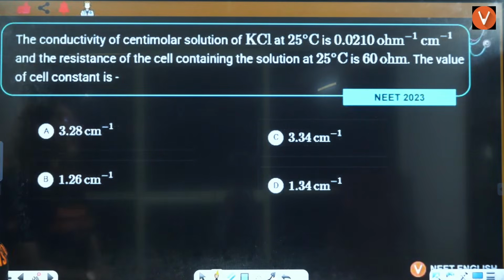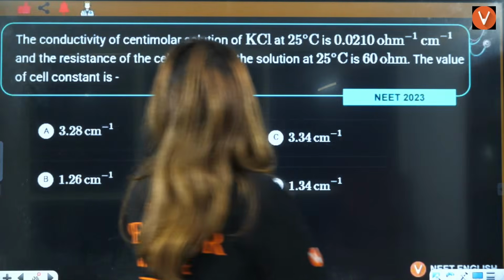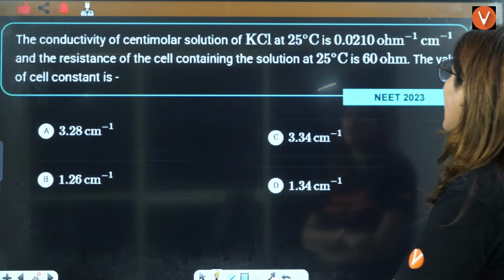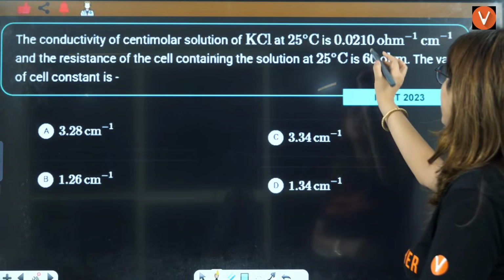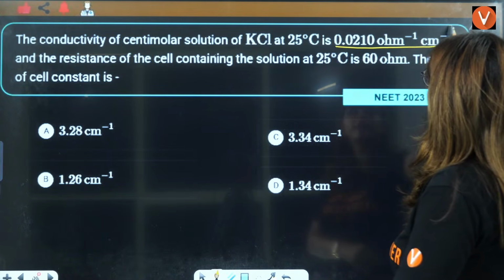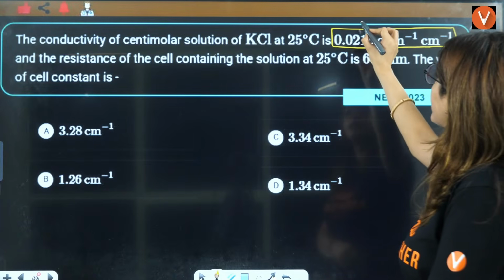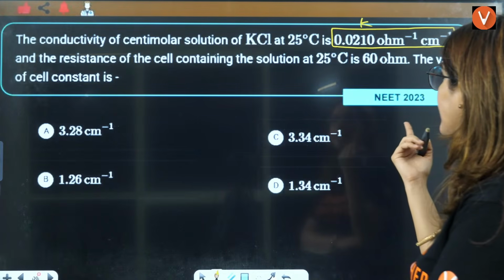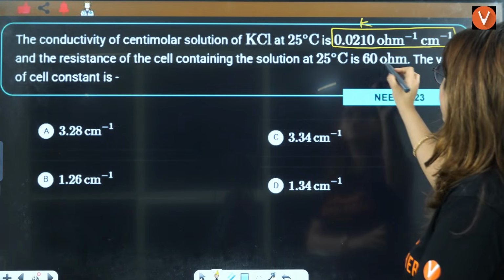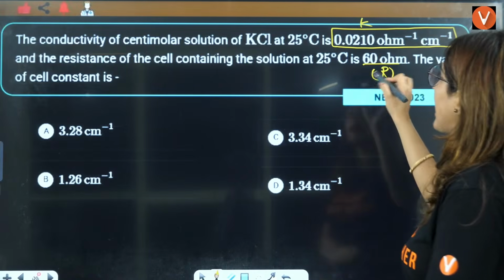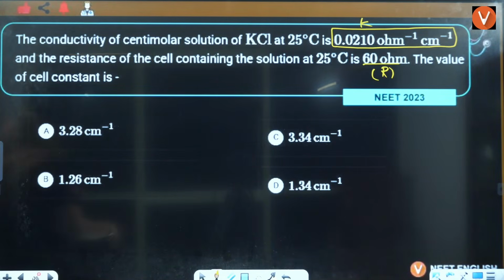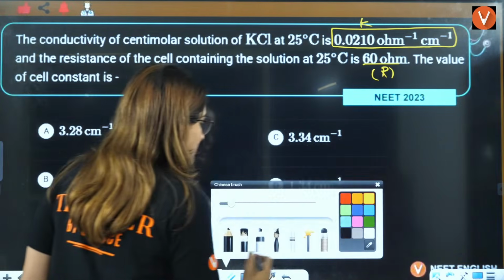Now, let's talk about this question that says the conductivity of centimolar solution of KCl at 25 degrees Celsius is this much. Conductivity, can you tell me what is given here? Conductivity means kappa is given. The resistance of the cell containing the solution is this much. Resistance is given. The value of cell constant. Now you will ask me, ma'am, what exactly is this cell constant? Let's understand what this cell constant is.